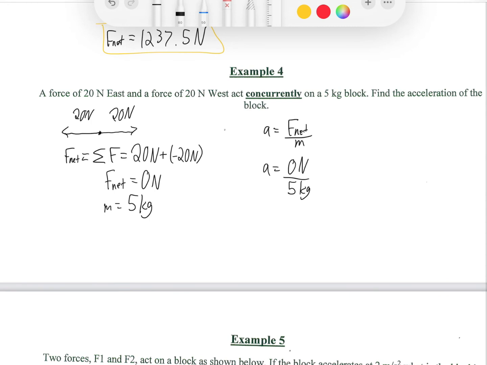So what we'll see here is that since our net force is 0, our forces are balanced, we get an acceleration equal to 0 meters per second squared. What I often get a lot is that if there's a force acting on an object, we expect some sort of acceleration. But if they're balanced, then we end up with no net force, which will result in no acceleration being applied.